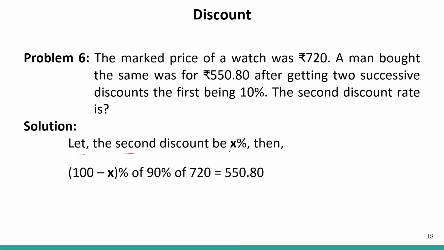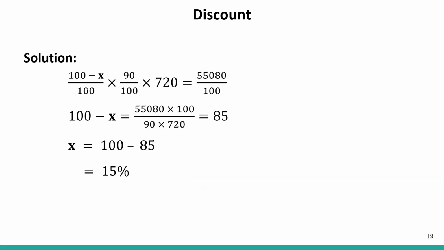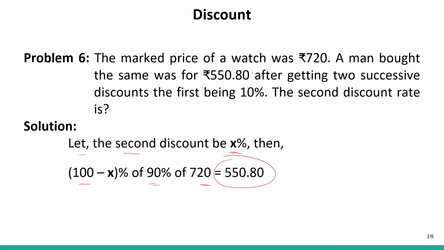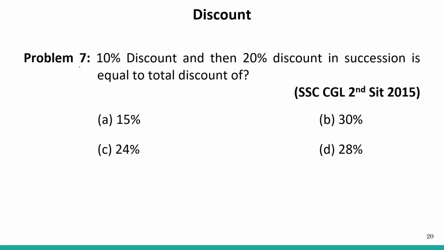So let the second discount be x%. Then 100 minus x% of 90% of 720 is equal to 550.80. So 100 minus x by 100 into 90 by 100 into 720 will be 55,080 rupees. So dividing it by 100, what we are left with is 85, right? So 100 minus x will be 85. So x is equal to 100 minus 85, which is 15%. So 15% will be the second successive discount that is applied to get the price back from 720 to 550.80. So let's see problem number 7.